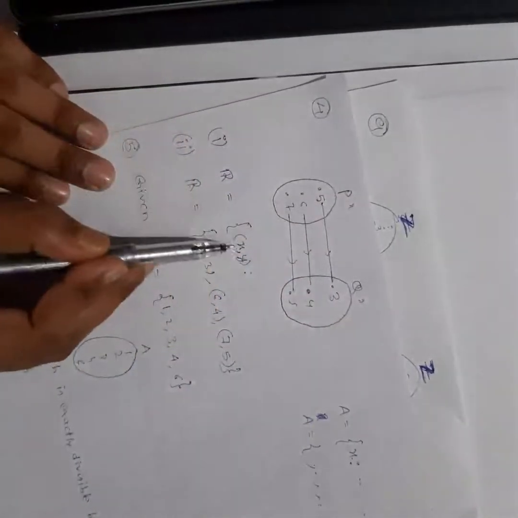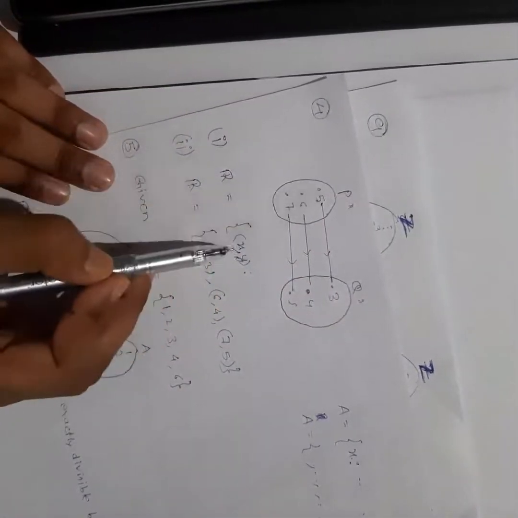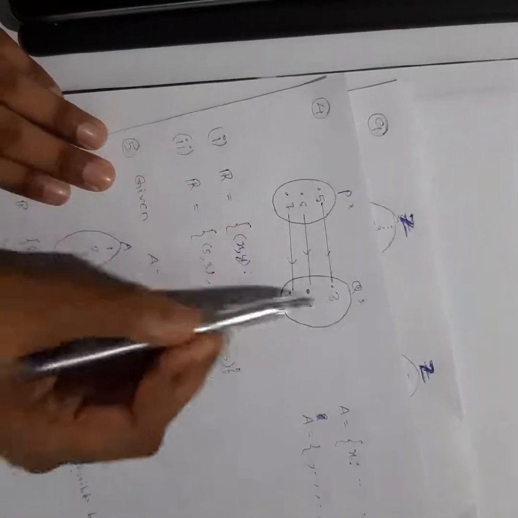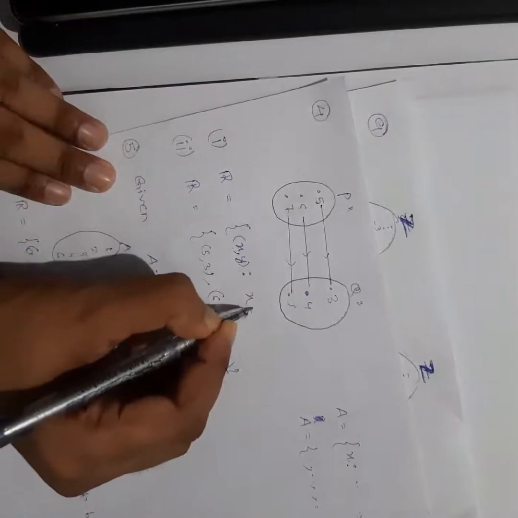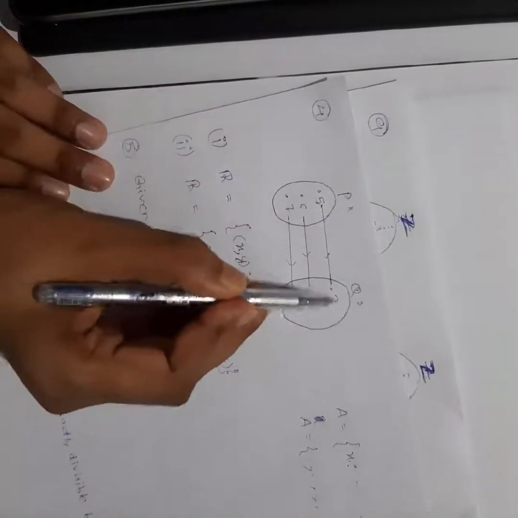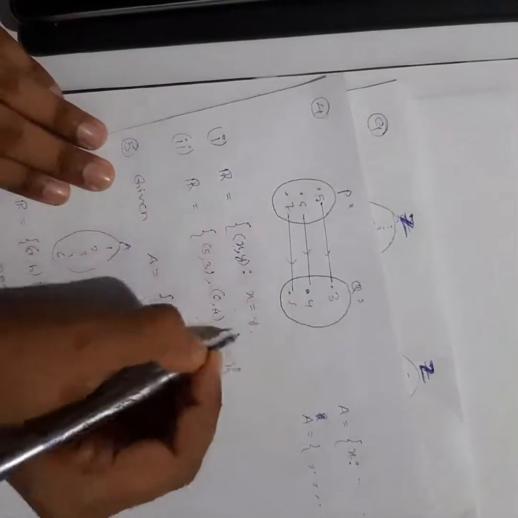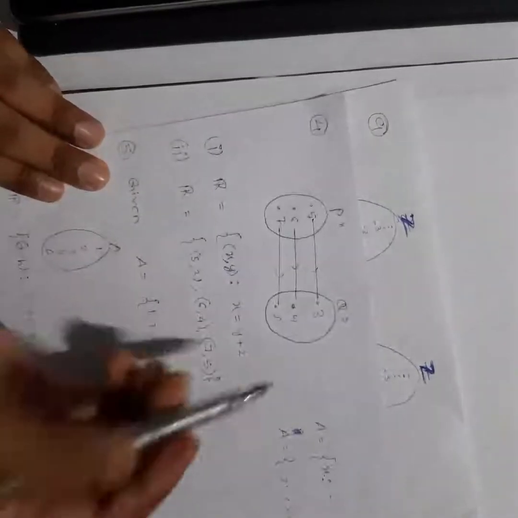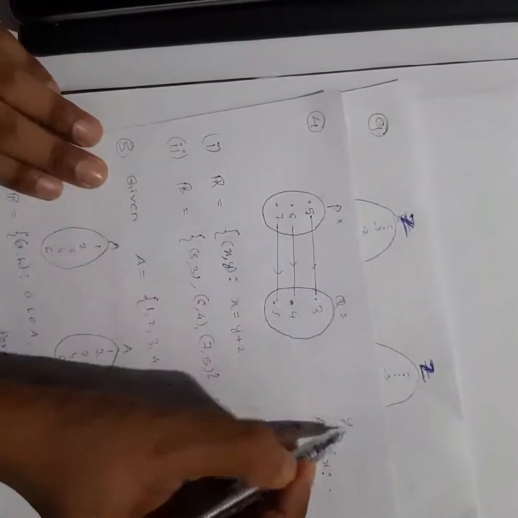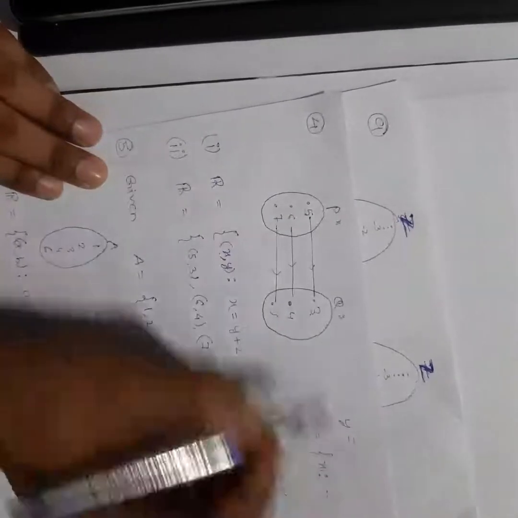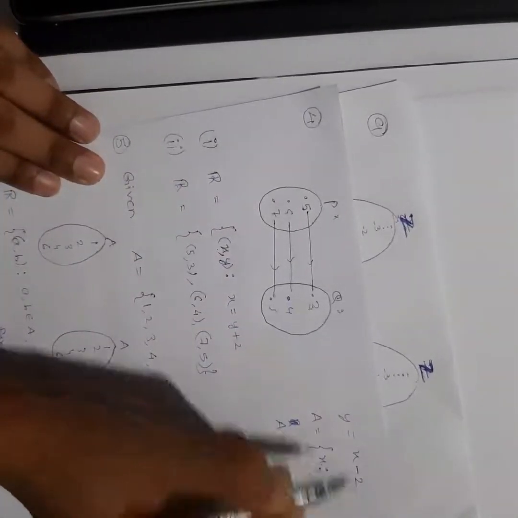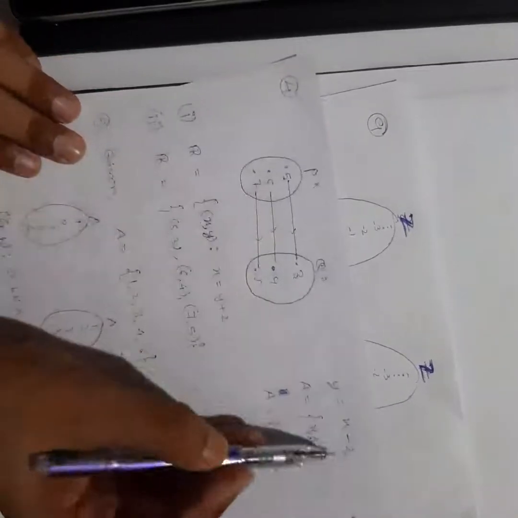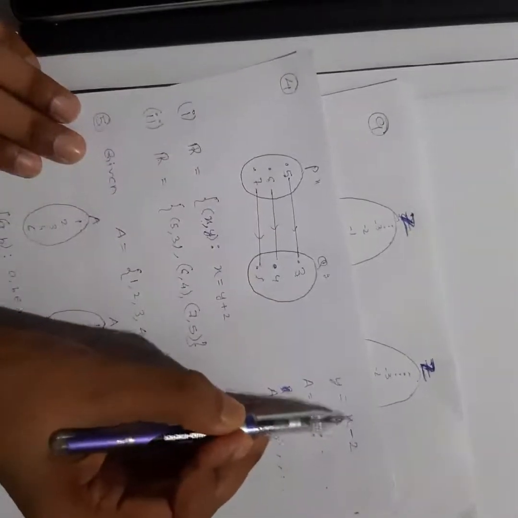This is your X, the first element is from this set, right? X, this is your Y. So what can I write? The relation X is equal to Y plus 2, or you can write it like this also, Y is equal to X minus 2. This is 2 less than this, right? 2 less than this X.